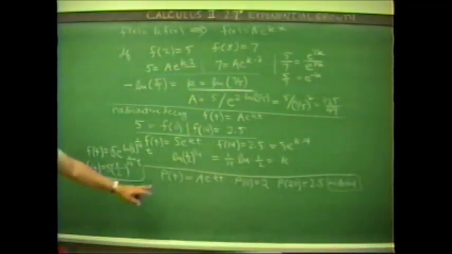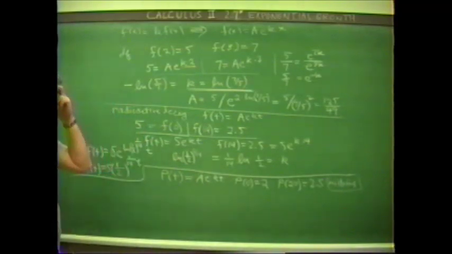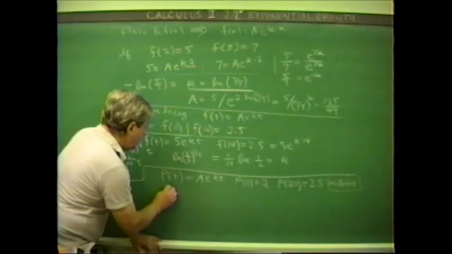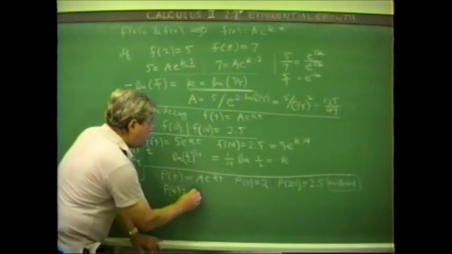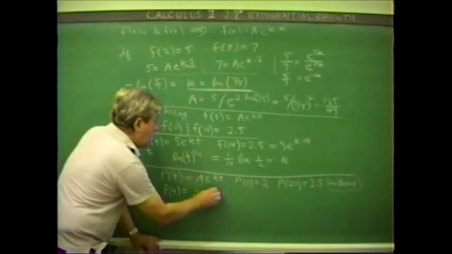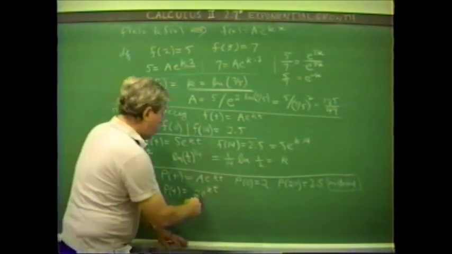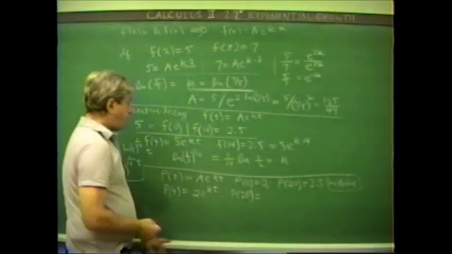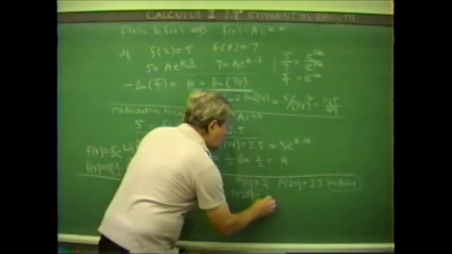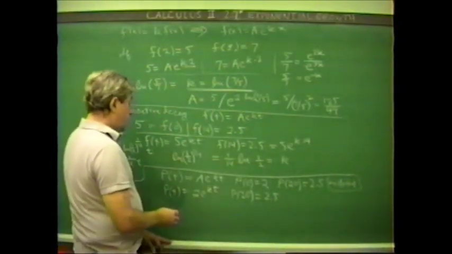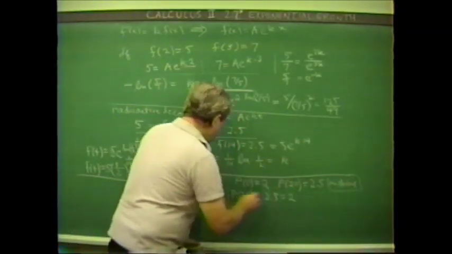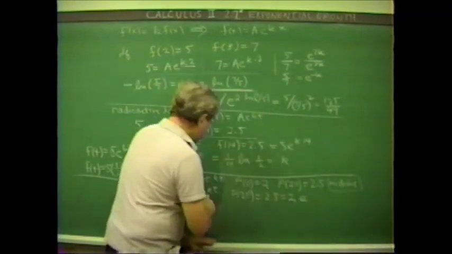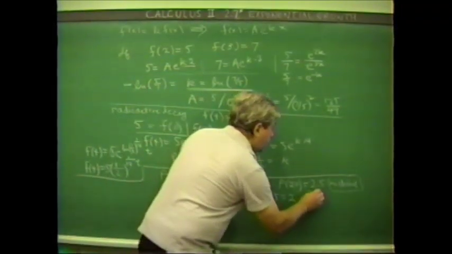Then what we want is to find p of t, which will predict the population at each time t. Well, p of 0 is 2, so we know that p of t is equal to 2 e to the kt. Right? P of 20 is 2.5. Right? So this is equal to 2 e to the 20k.